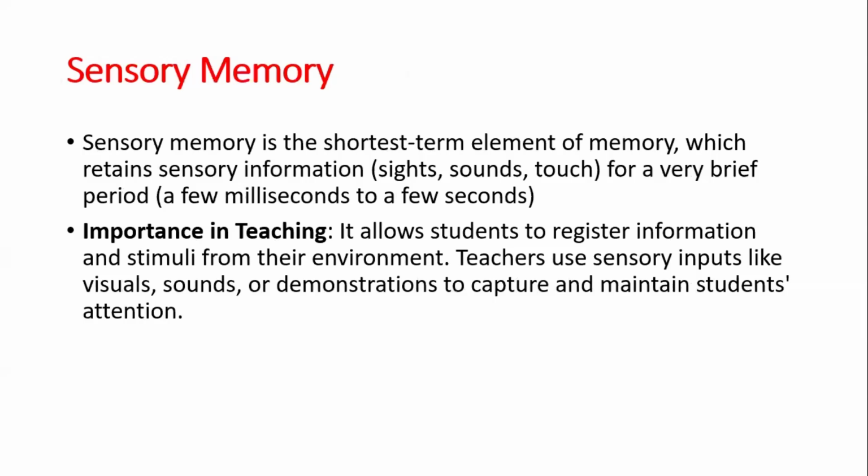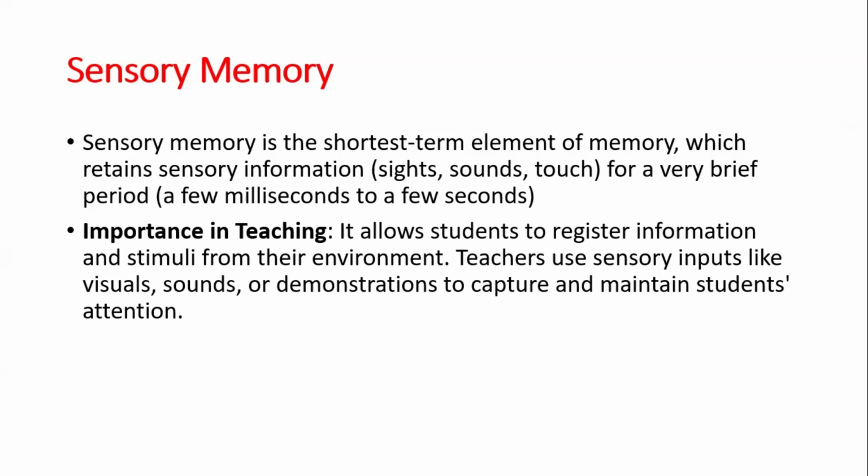And the other type is sensory memory. So sensory memory is the shortest term element of memory. Why so? Because whenever we have a sense, for example, a sound, a touch, a sight, it will replay for a very short period of time, like milliseconds or a few seconds, that's all. So that is why we call it the shortest term element of memory.